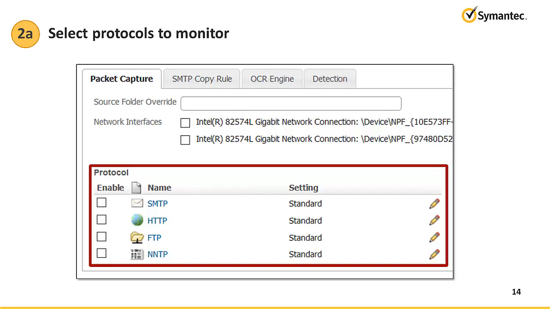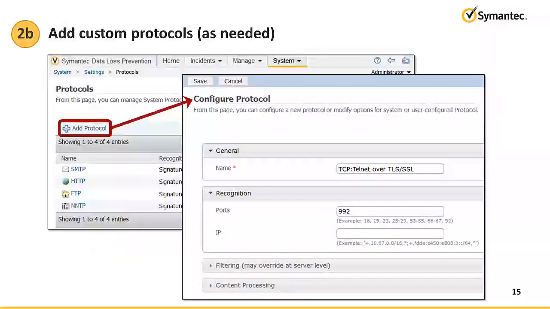System-configured protocols for which recognition is based on protocol signatures are SMTP, HTTP, FTP, and NNTP. In addition to the system-configured protocols, Symantec DLP enables you to add custom TCP protocols. For these customized protocols, Symantec DLP uses port-based recognition only. Protocols are added in the Enforce Administration console at System, Settings, Protocols.